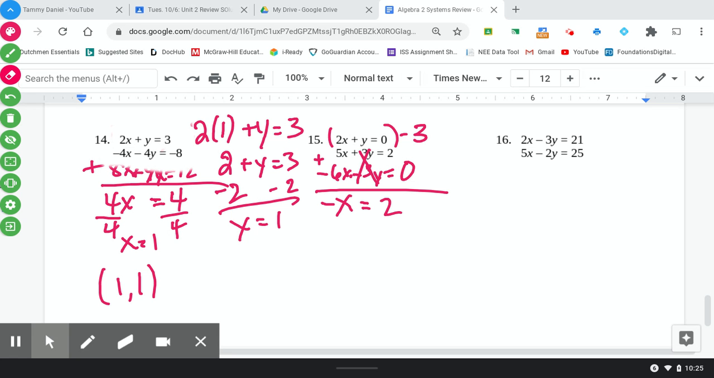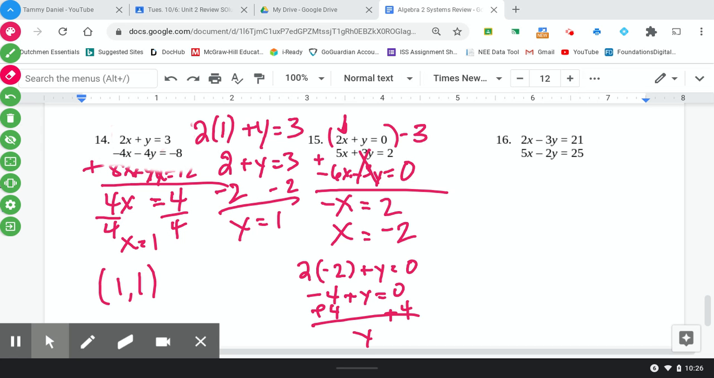I don't want a -x, I want x. So I change it to a positive, which means I have to change that to a negative. So my x is -2. So now I'm going to take this -2 and plug it in right here for x. So 2 times a -2 plus y equals 0. 2 times -2 is -4, plus y equals 0. Add 4 to both sides, and y is going to be 4. So our ordered pair here is -2, 4.